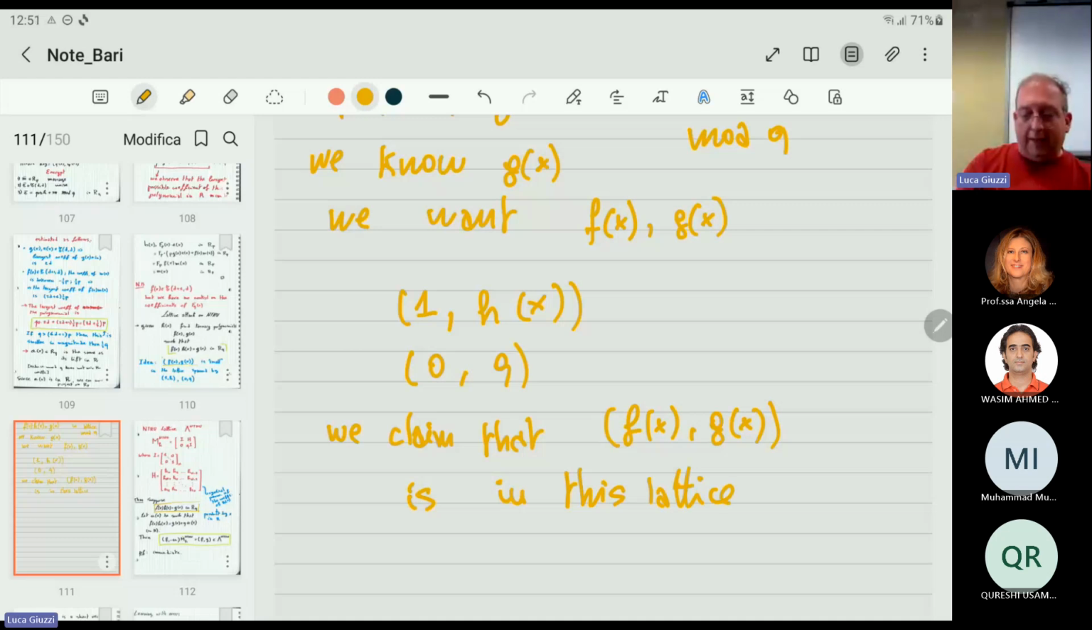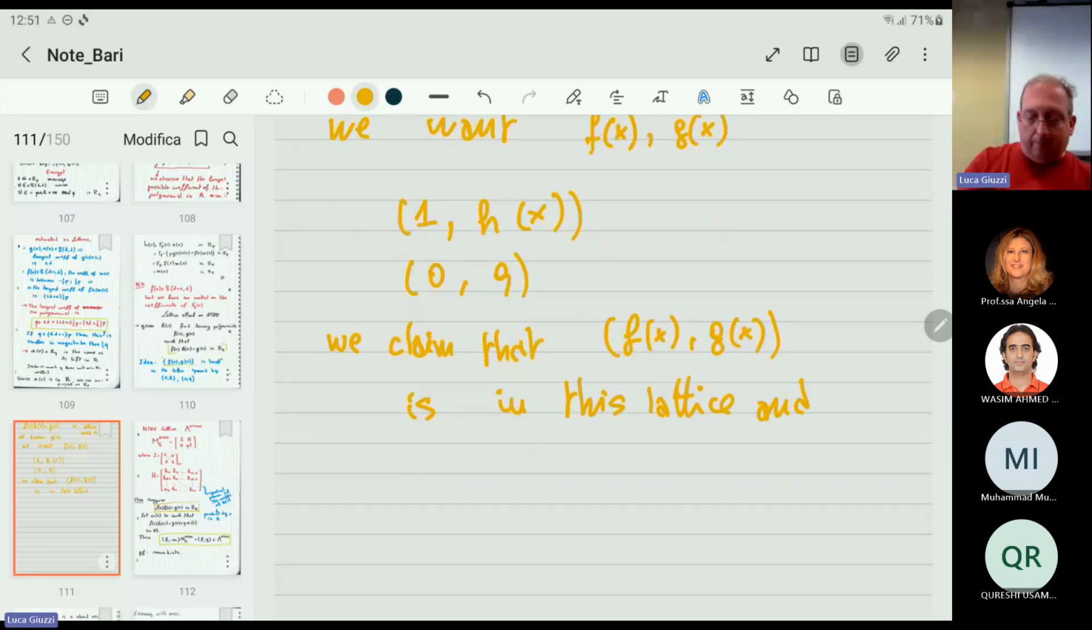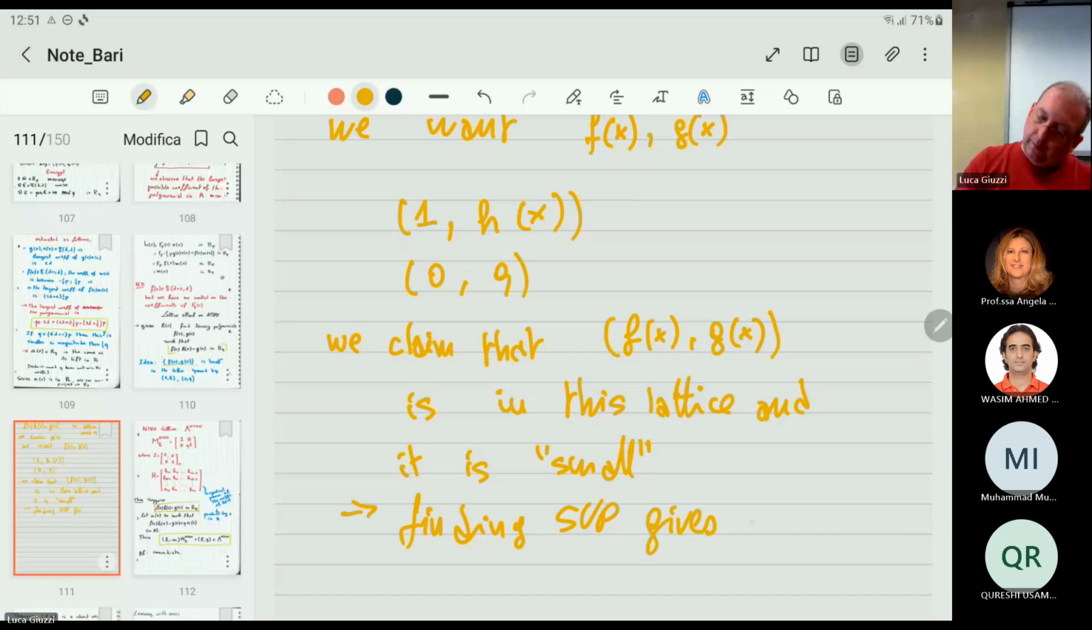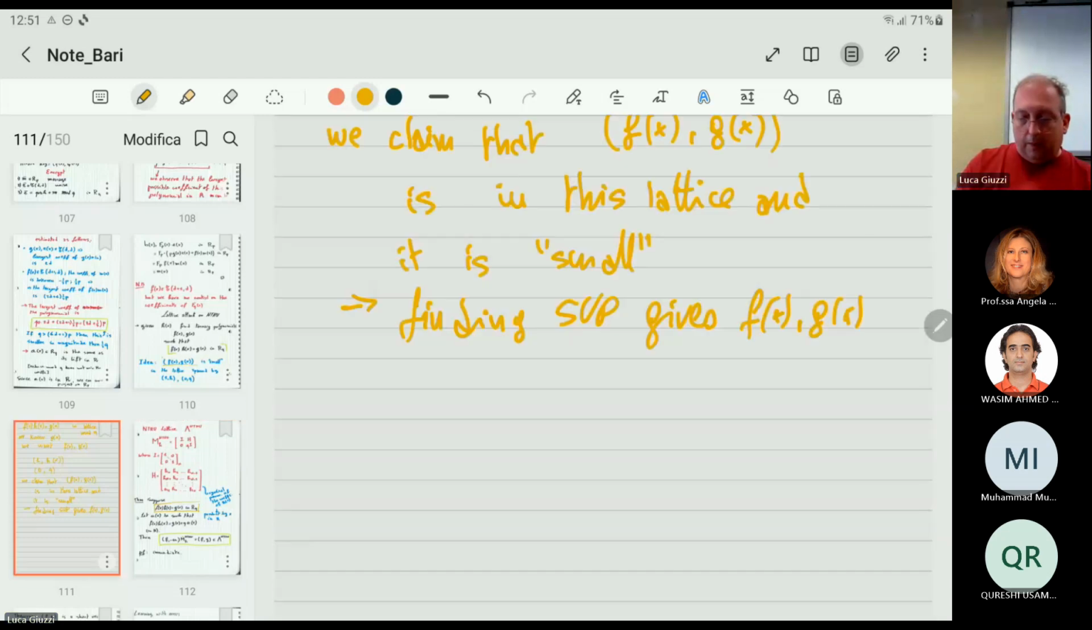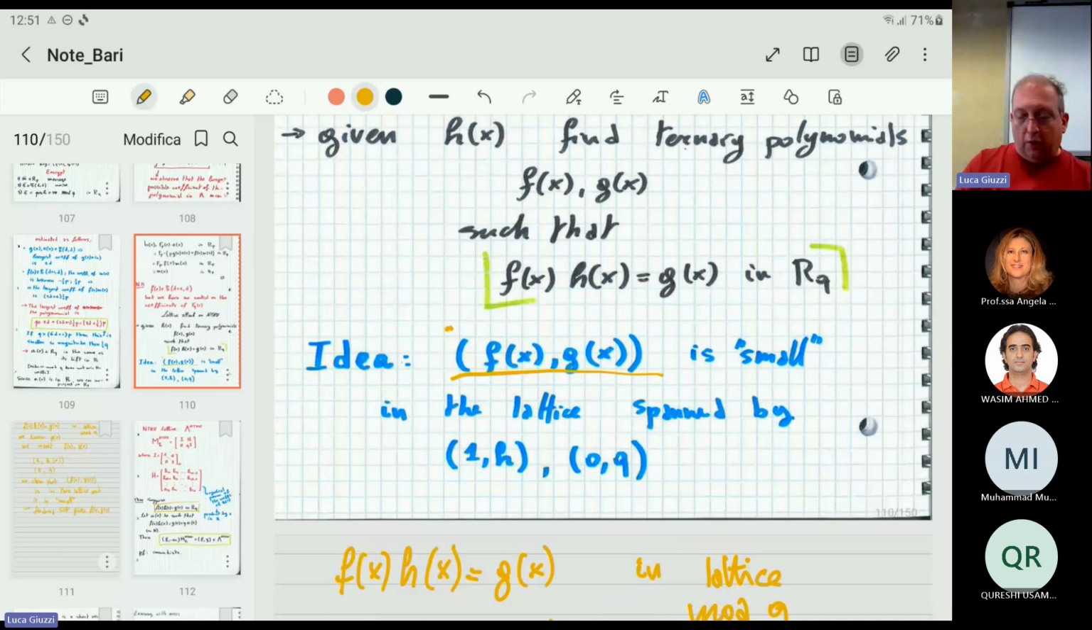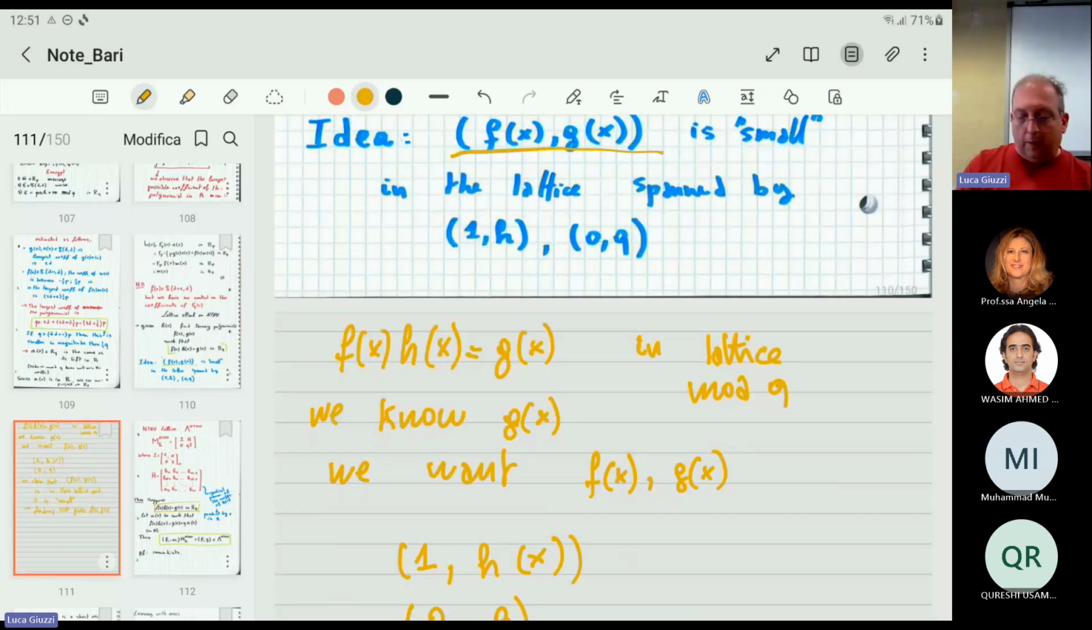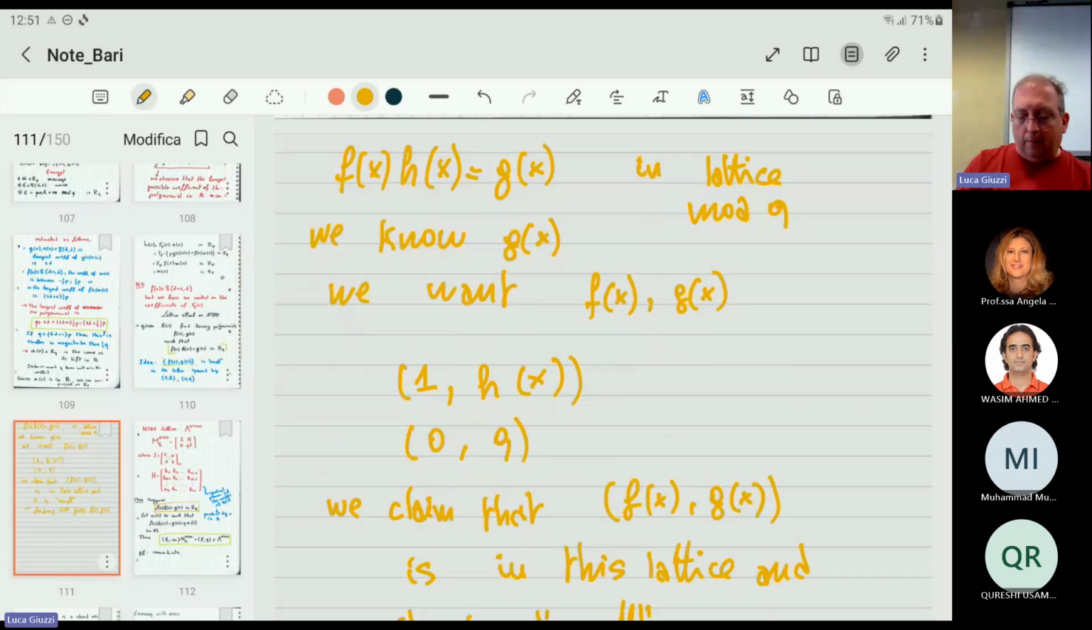So it's a vector of a lattice, and it is small. So finding SVP gives f(x), g(x). Okay, so what is the equation we need to show?